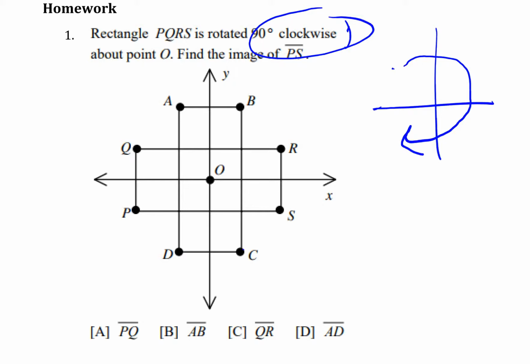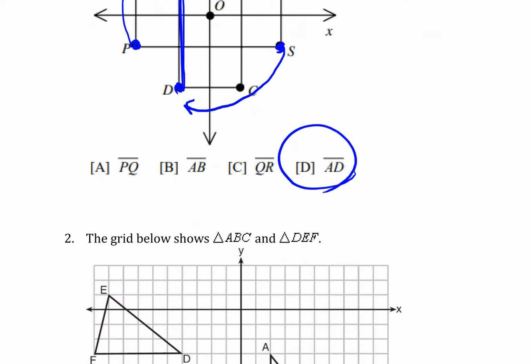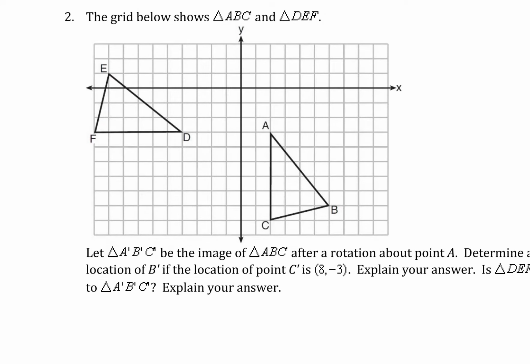So if I go from P and I go clockwise, the same way that a clock does, it's in quadrant 3, so it's going to wind up being in quadrant 2. If I take PS and rotate it clockwise, then it's going to wind up being in quadrant 3, so 4 becomes 3, and then line segment AD becomes our answer. That was actually a Regents question, not too bad. So let's take a look at the next one.